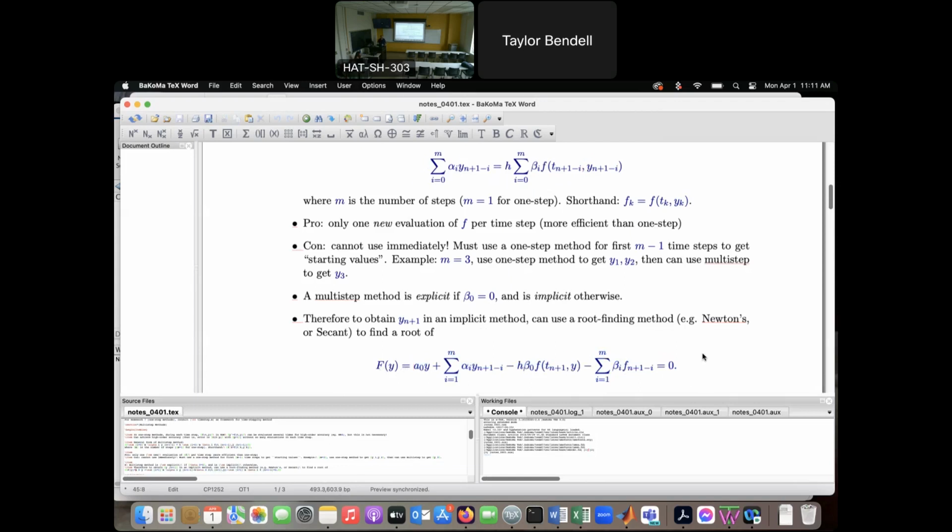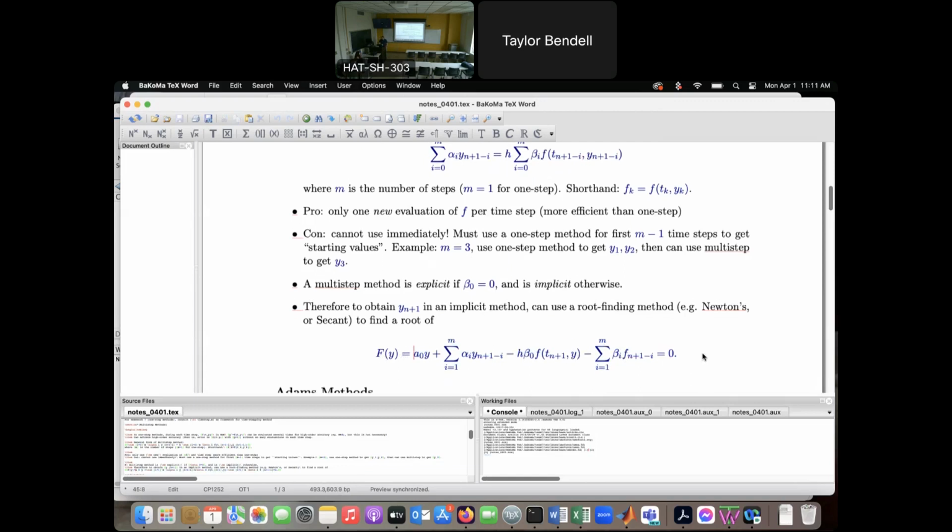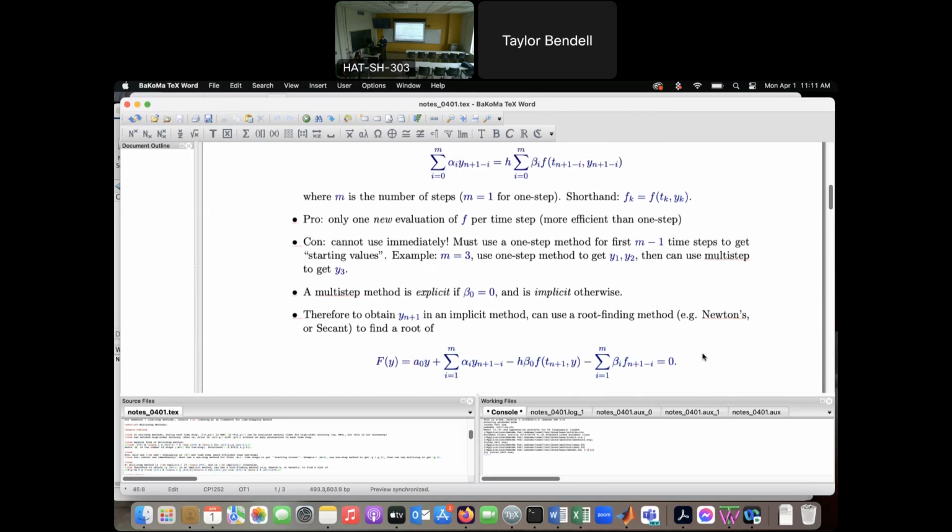Just like with one-step methods, you need a reasonable initial guess. You can just use yn, for instance, or you can use an explicit multi-step method to get a good initial guess for yn plus 1. So this is the general idea behind multi-step methods. But I realize that at this point things are still quite murky. What I'm going to do now is focus on a particular category of multi-step methods.